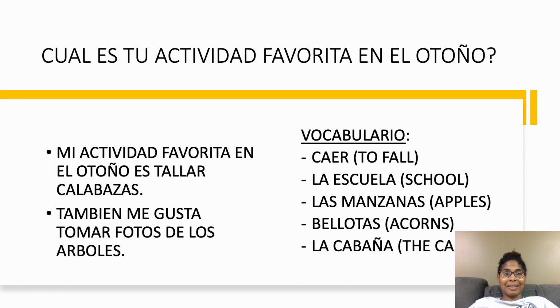Tomar means to take. Some vocabulary. Caer, means to fall. Me caí, oh, I fell. La escuela, school. Las manzanas, apples. Bellotas are acorns. I'm not sure if you noticed them in the last picture. Cabaña, it's a cabin.